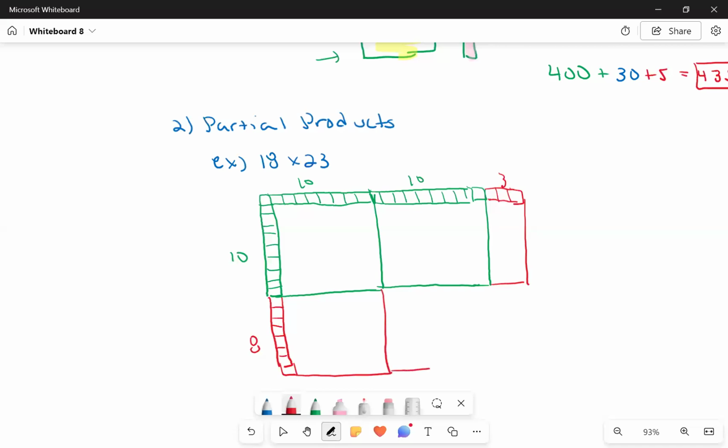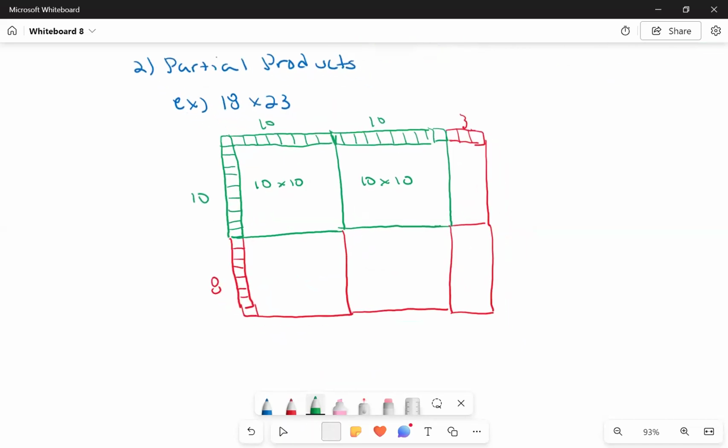So first I highlighted the 2 green ones, which were formed by doing 10 by 10. So these 2 green squares are 100 squares each. So I have 2 100s. Now down here, I have an 8 by 10 rectangle and another 8 by 10 rectangle, or 80 blocks each.